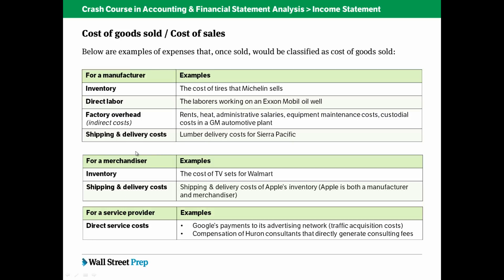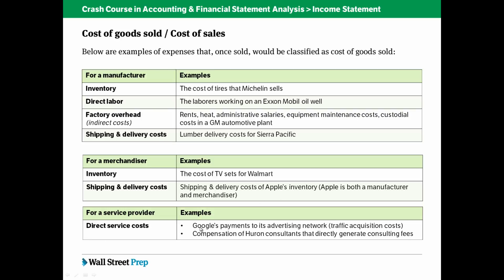Now, for a merchandiser, it's a lot easier. If a Walmart buys a TV from a supplier, the cost of that purchase for Walmart is going to be recognized as cost of goods sold. The only other thing that tends to impact cost of goods sold for a merchandiser is the shipping and delivery cost. So for Apple, for example, shipping and delivery cost of Apple's inventory. Apple, by the way, is both a manufacturer and a merchandiser. They not only manufacture their products, they also sell them. But so shipping and delivery cost of Apple's inventory, that's going to count as cost of goods sold as well.